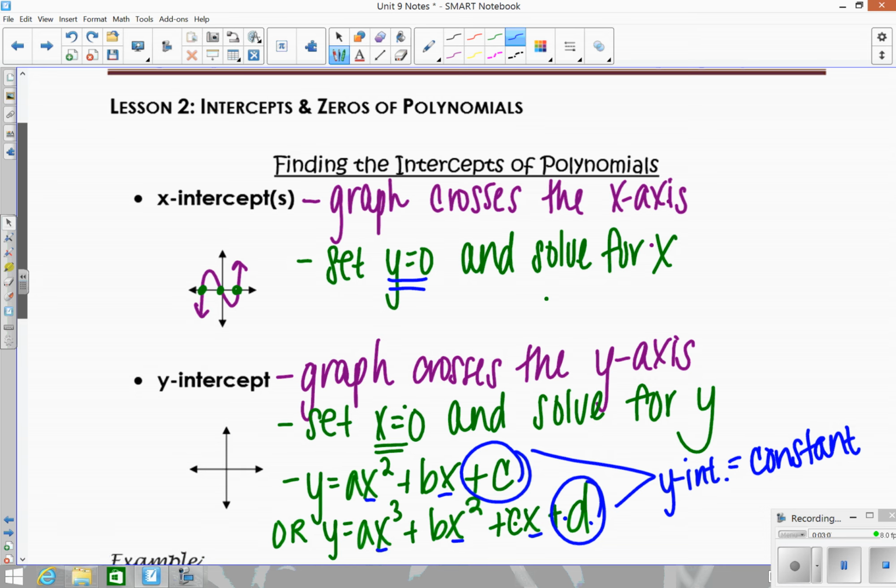So for y-intercepts on a graph, you're only ever going to have one if you have any. You'll either have no y-intercepts or you'll just have one. It'll only cross the y-axis one time.